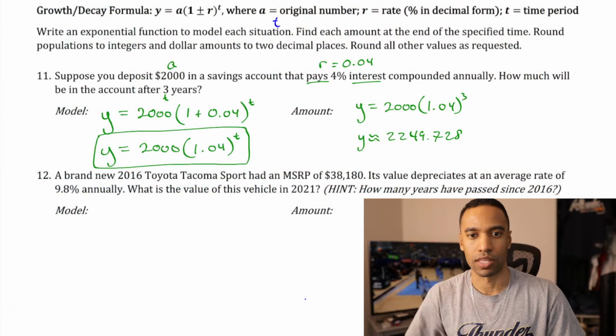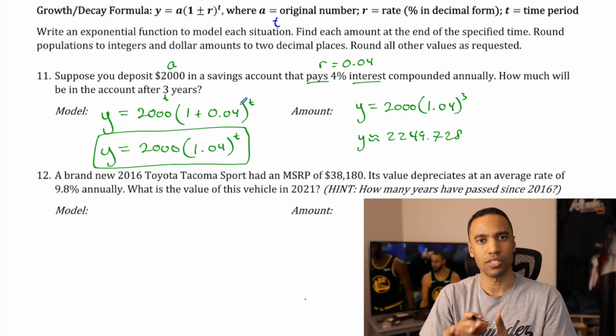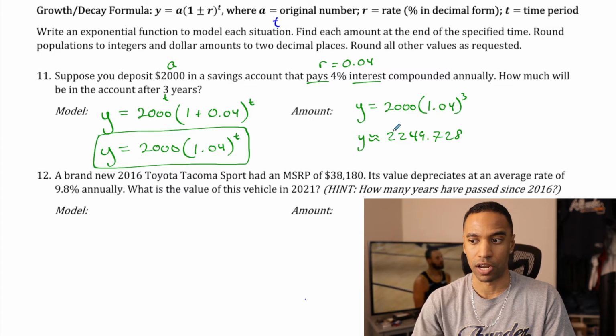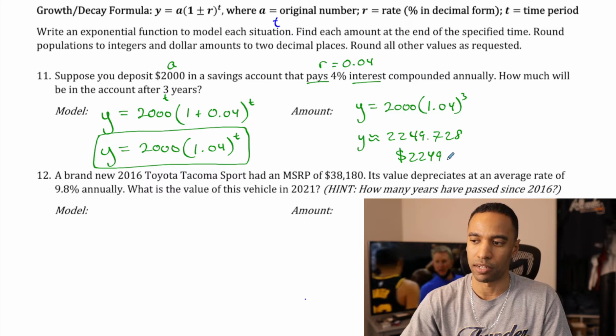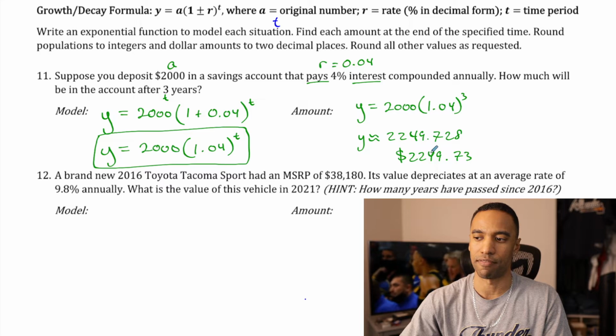Here we go. So that is this right here. Now that's not an answer because this is contextual. This is dollars. Dollars should have 2 decimal places, and it should have the dollar sign. So I'm going to put a dollar sign there. $2,249 and let's round to 2 decimal places, 73 cents.